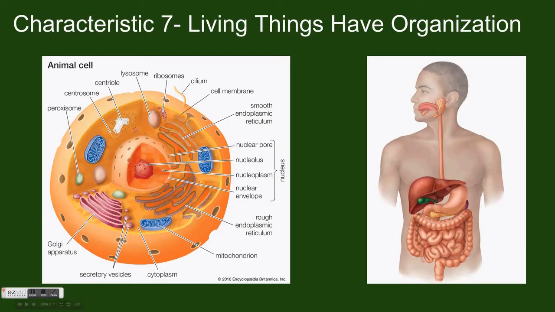Look at the organization of the cell on the left. It contains many small structures that work together in an organized way. Look at the image of the digestive system in a human on the right. Each organ is made of cells, and organs are grouped together into an organ system. Life is not random, but it is organized in different levels.